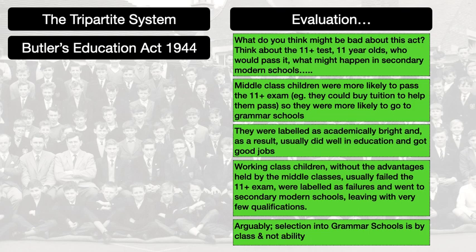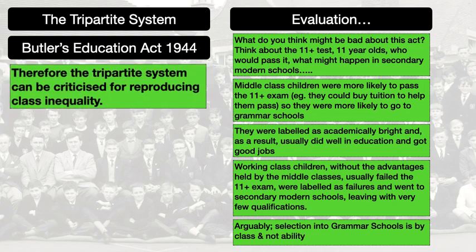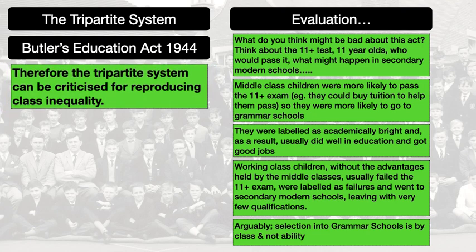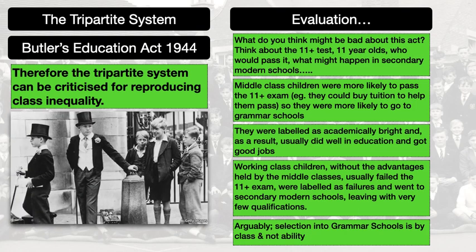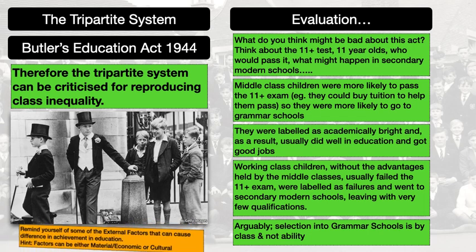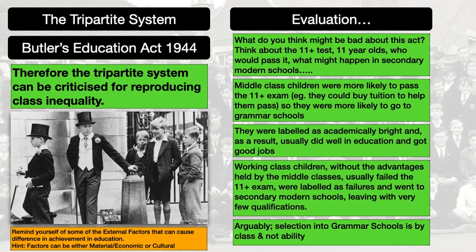And so it's arguable to say that selection into grammar schools might seem as if it's meritocratic, but actually grammar schools were organised by class, not necessarily ability. And for that reason, we can say that the tripartite system can be criticised for reproducing, not reducing, class inequality. And if you need to prove this, the best thing to do would be to remind yourself of some of those external factors that can cause a difference in achievement in education that we spent a long time looking at. So think of material, economic, or even cultural factors that cause a difference in achievement.